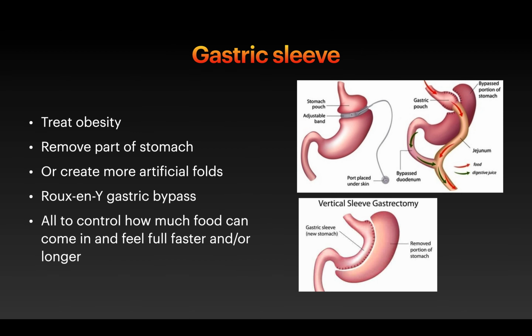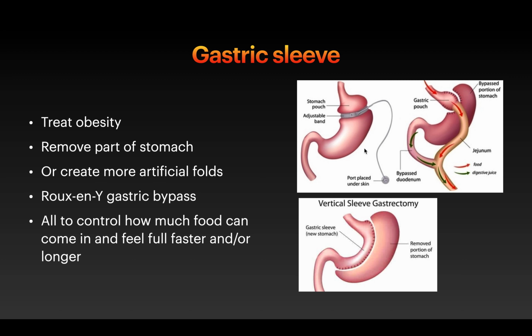So, the gastric sleeve is mostly used to treat obesity, and there's a bunch of varieties. In some, they remove part of the stomach, and with the artificial gastric pouch, it is linked directly into the jejunum, and the duodenum is bypassed, and then it goes right into the small intestines. This is the Roux-en-Y gastric bypass procedure.